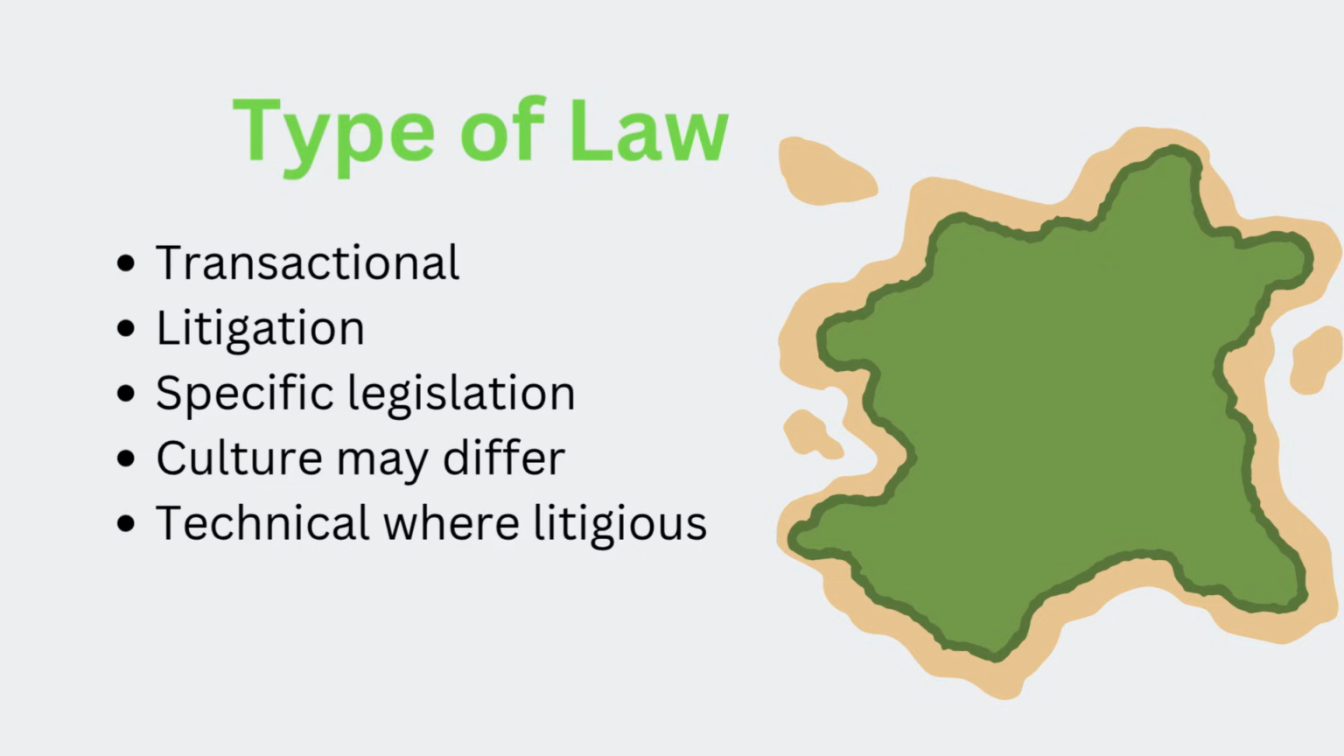Within the different areas of law, we can distinguish between two main groups, so transactional and non-transactional, or non-litigious and litigious. So transactional is essentially when two parties are working together towards something. For example, property law, a party may be buying a property and a party may be selling a property.